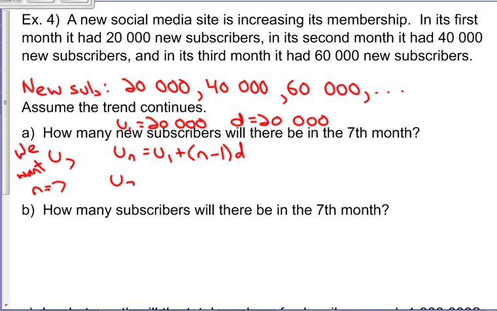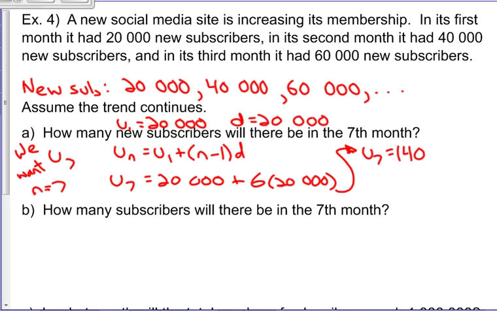So U7 would be U1, which is 20,000, plus n minus 1, so that's 7 minus 1, which is 6, times the common difference, which is also 20,000. Now, you could probably have just added these up or written out the sequence up to the 7th term. That's not a big deal. So we end up with 120 plus 20, so 140,000 new subscribers in the 7th month.